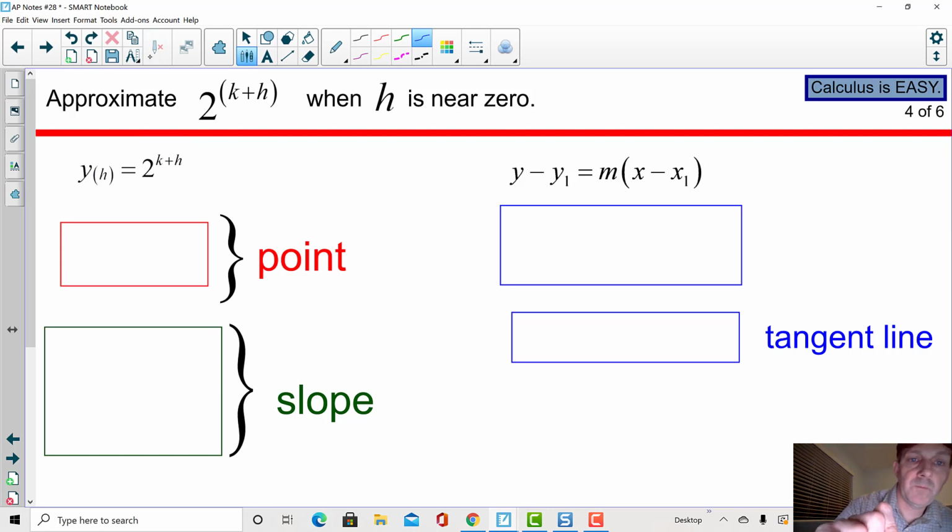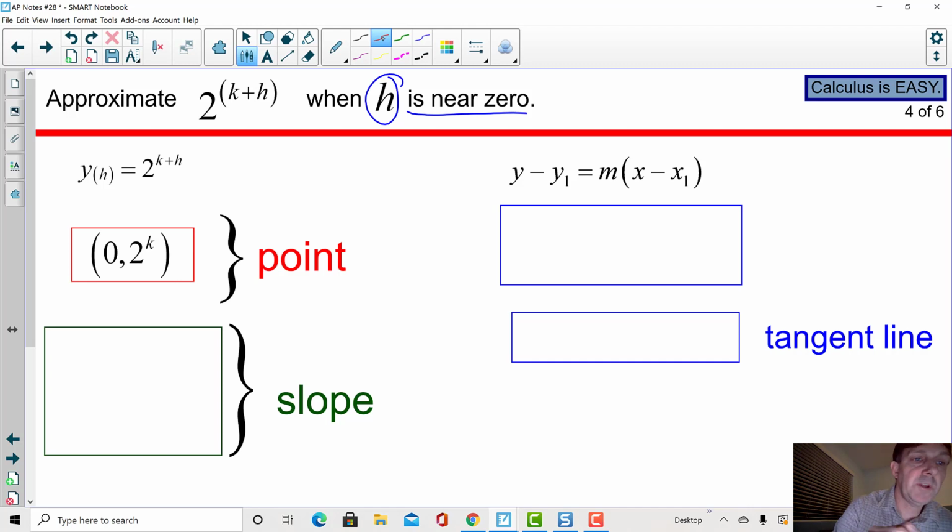Now we need a point. What x value are we going to choose? We need h to be really close to 0. So then let's just choose 0 for h. Now if you plug in 0, you're going to get 2 to the k plus 0. And so that's just going to be 2 to the k. And now we have a point. Remember, we're trying to do the equation of a line. We have a point, so now we just need a slope.